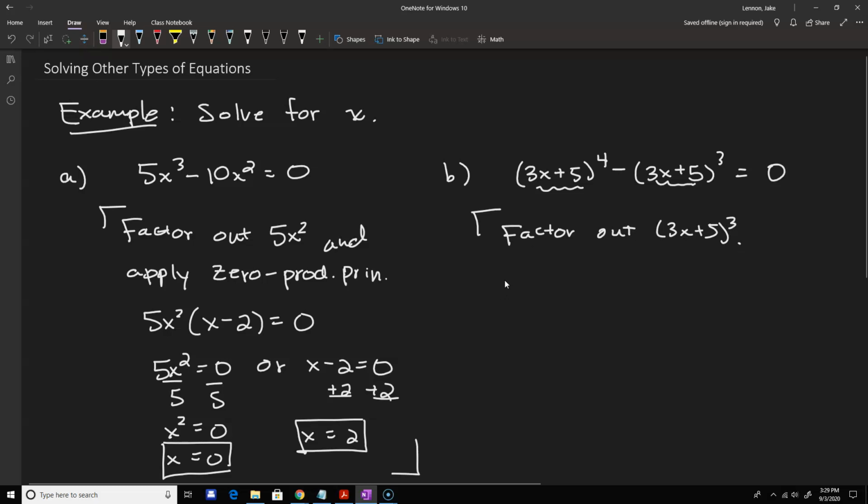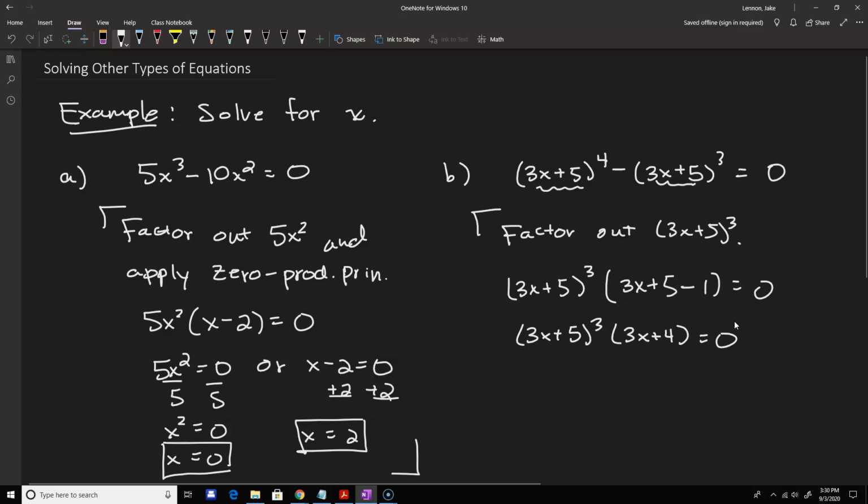So if we do that, we get the (3x + 5) to the third power, and then we'll be left with this 3x plus 5. There will be one factor of that left. And then we've taken out all of them, so that's all we have left is the minus 1. So we get 3x plus 5 minus 1. And of course, the 5 minus 1 can be simplified to just a plus 4. So we'll have (3x + 5)^3 times (3x + 4), which equals 0.